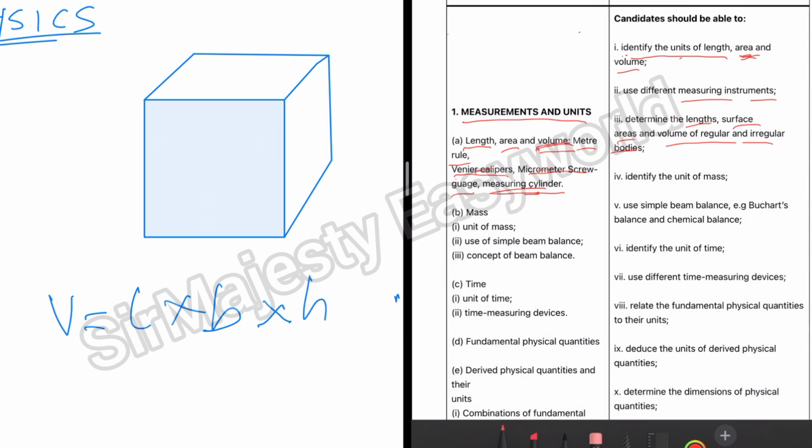Remember, each one has cm, cm, cm, or meters, meters, meters, or millimeters, millimeters, millimeters. So if I want to calculate the units, let's work with meters. Meters times meters times meters means meters cubed. So the unit of volume will be meters cubed.